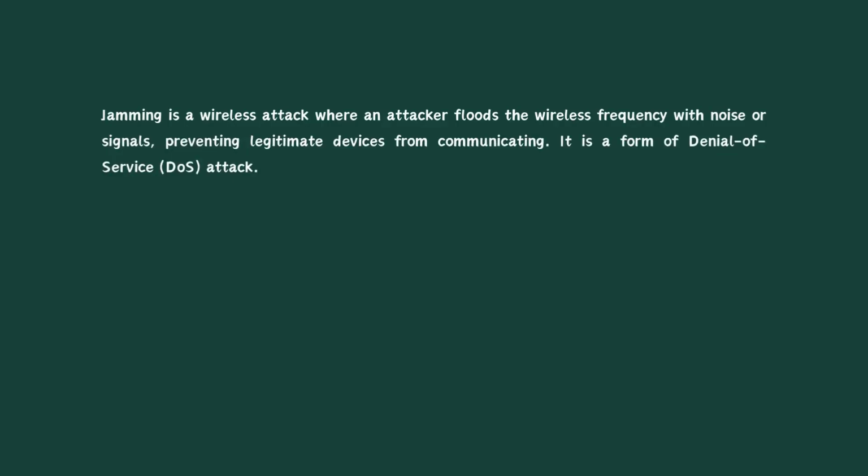Jamming is a wireless attack where an attacker floods the wireless frequency with noise or signals, preventing legitimate devices from communicating. It is a form of denial of service attack.